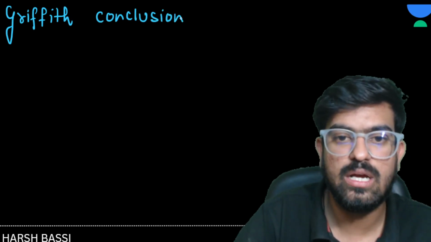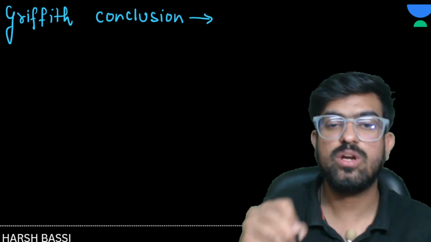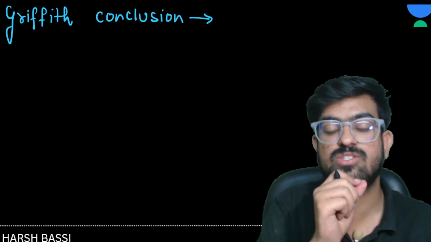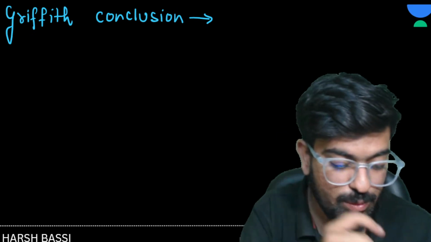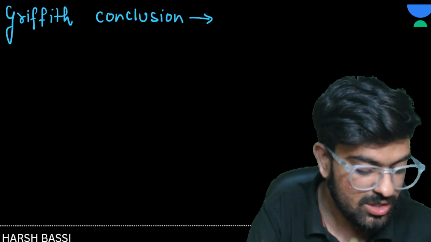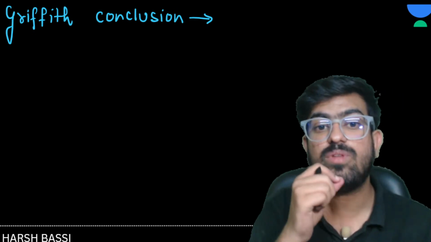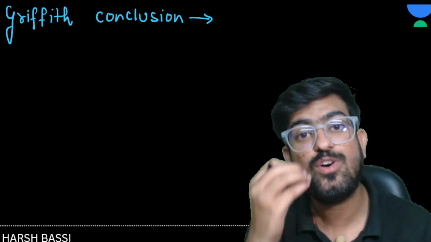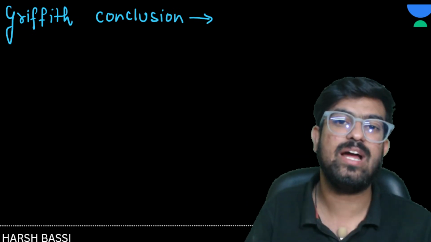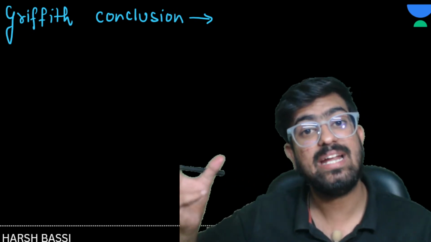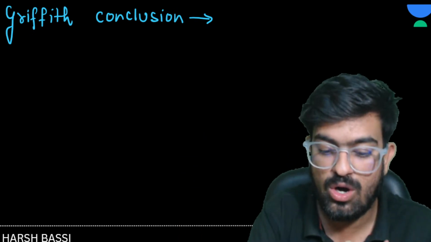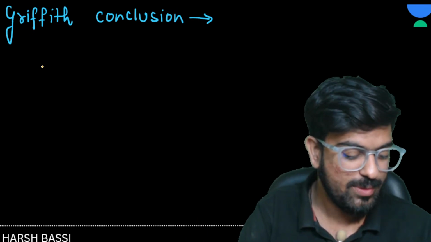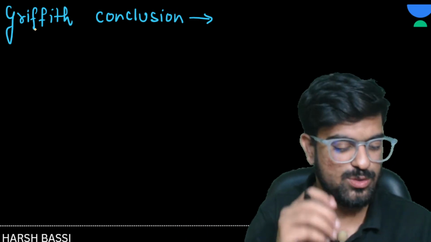What was Griffith's conclusion? Griffith concluded that something was present in the S strain which got transferred to the R strain, and it changed the characteristic of the R strain, and the R strain became virulent. Yes or no? See here, the Griffith experiment.